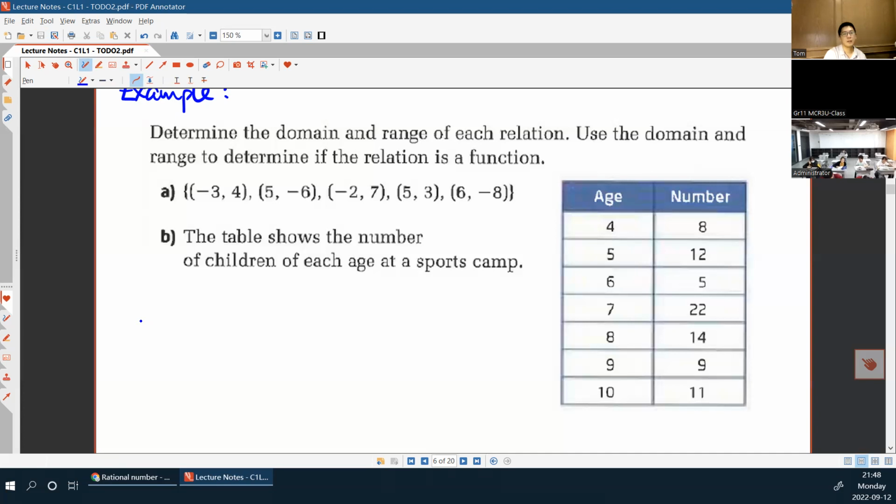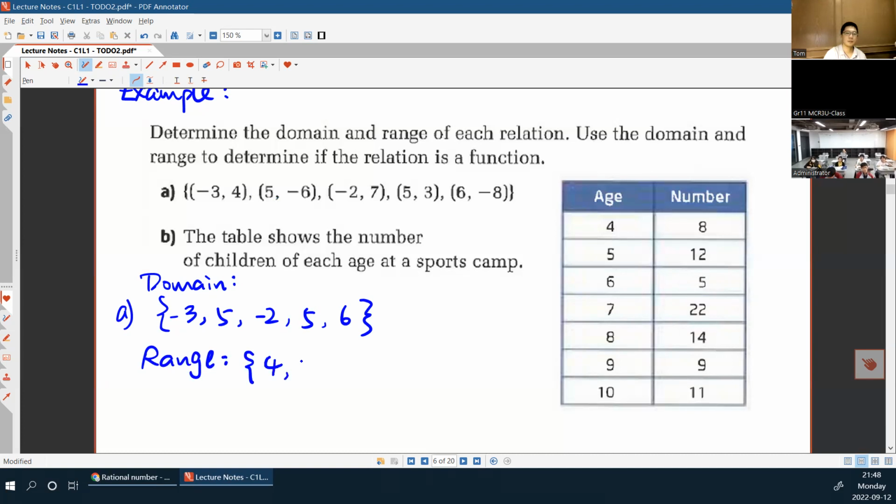All right, have you finished? Then I'll give you the solution here. You can check whether it's the same as yours. For the first, this is a function given by a set of ordered pair notation. The set of independent variables, which is -3, 5, -2, 5, 6, is the domain. And the range is just the set of all the images, which is a set that contains 4, -6, 7, 3, and -8.